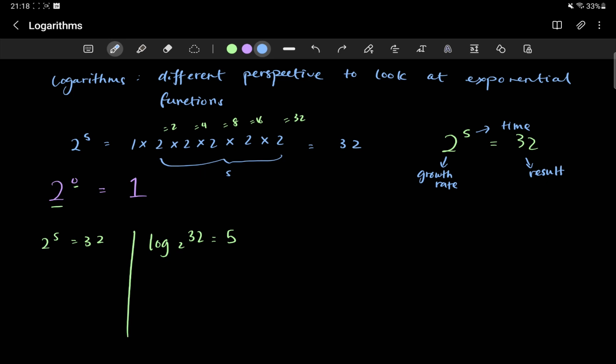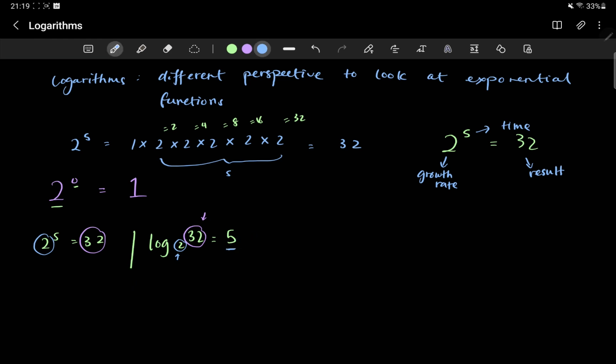Now we recall again: what is 2? 2 is our growth rate. And 32 is our result. Meaning, if I am growing this much per step, and this is how big I ended up, this is how many steps I have taken.